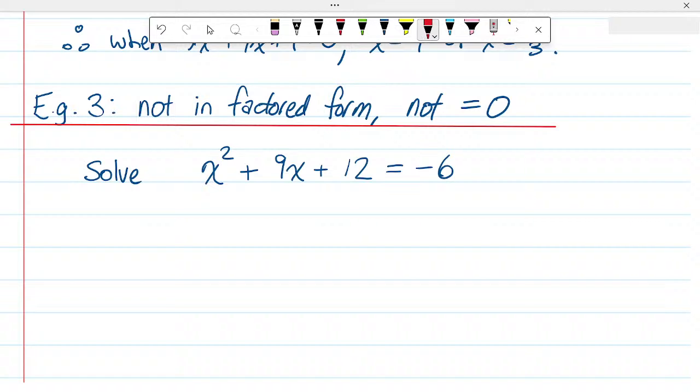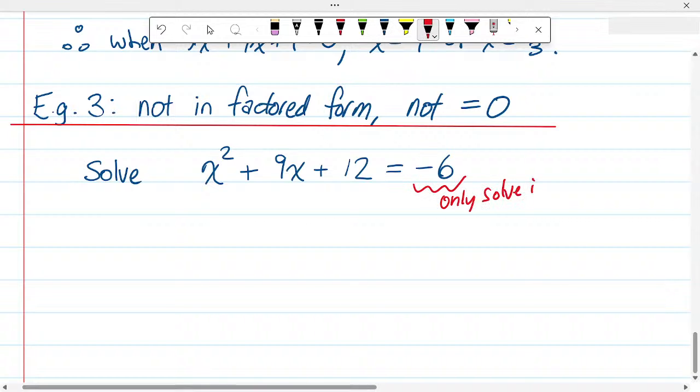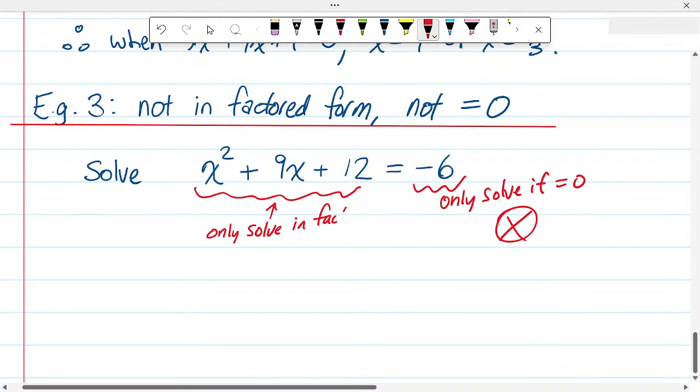Well, we know that we can only solve if it's equal to 0. You're exactly right. And we're going to note that we can only solve if it's in factored form, right? So in this case, both things are giving us a problem. Which one should we deal with first? The -6. Why do you think that? Why not factor this first?